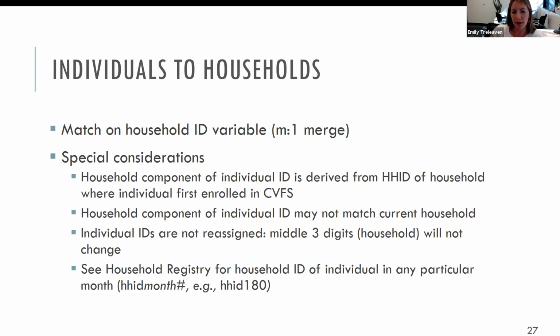For example, we could think about a woman who was born into a CVFS household and assigned a respondent ID at birth. She later marries a person in another CVFS household and moves to that household upon marriage. Her household ID will change in the registry on the month that she moves into her marital home, but she will retain the same respondent ID over time. So once she's moved into her marital home, if you abstracted out the middle 3 digits of her ID, they would not match the 3 digits of the household ID in the household registry for her observation.